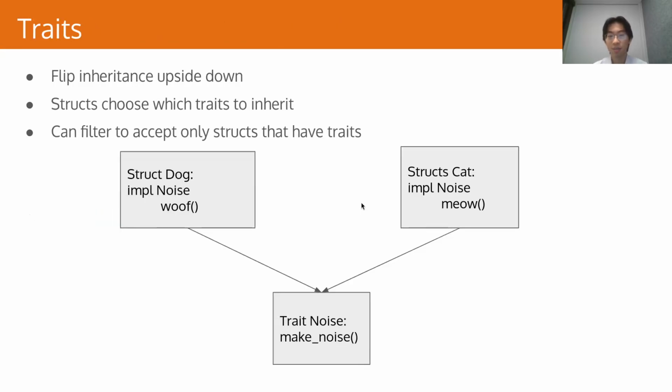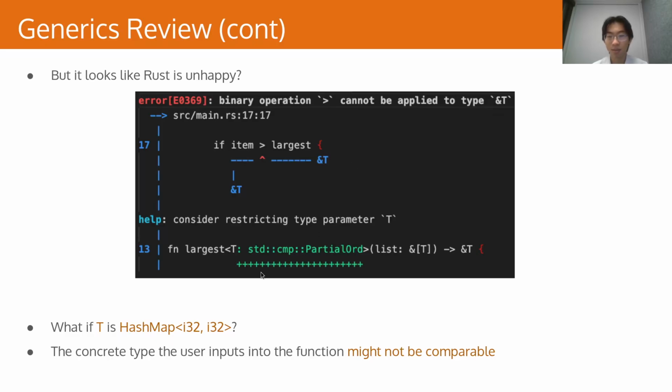But traits kind of flip this upside down. For example, here we have this trait Noise, and any struct that implements Noise must come with their own definition of make noise. So this functions similarly to interfaces compared to inheritance. And then we can filter to accept only structs that have certain traits. So in this example from the function, instead of letting T be any type, we can filter for types that are able to be compared. They have this PartialOrd trait.